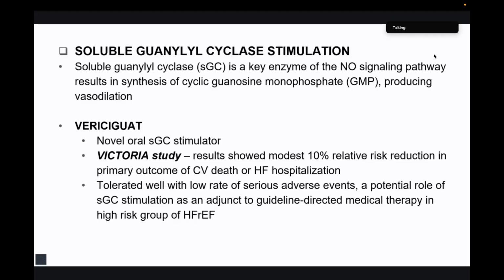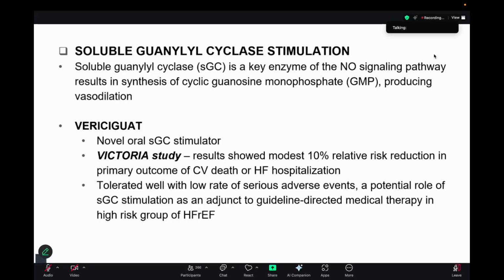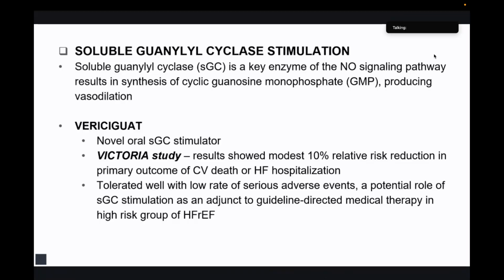In the VICTORIA study using vericiguat, results showed a modest 10% relative risk reduction in the primary outcome of cardiovascular death or heart failure hospitalization. This drug is tolerated well with a low rate of serious adverse events. Hence, sGC stimulation has a potential role as an adjunct to guideline-directed medical therapy in the high-risk group of HFrEF patients.